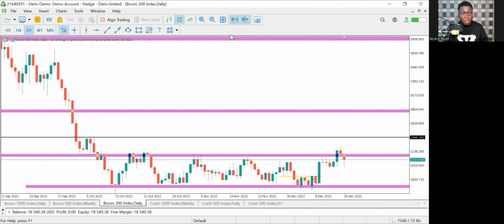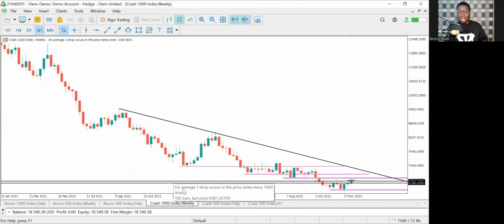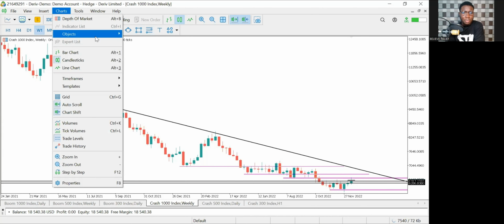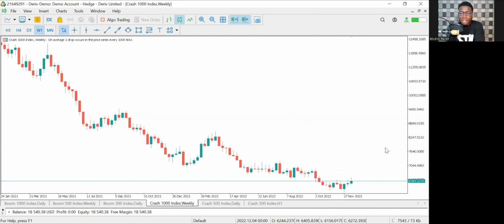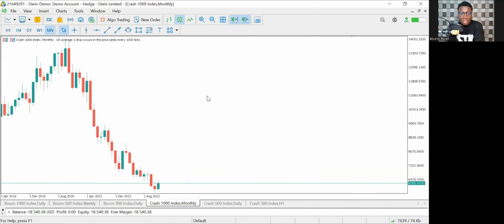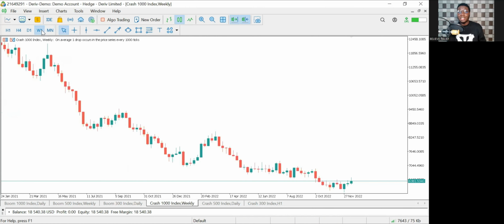Moving on to the next one, Crash 1000. I'm going to be clearing this out real quick so I can do this analysis. We know that this market is on the downside, but what I'm seeing right here is a bullish engulfing, and we also spotted a double bottom somewhere around here last week when we were doing a breakdown. So you can see it's breaking above the neckline.